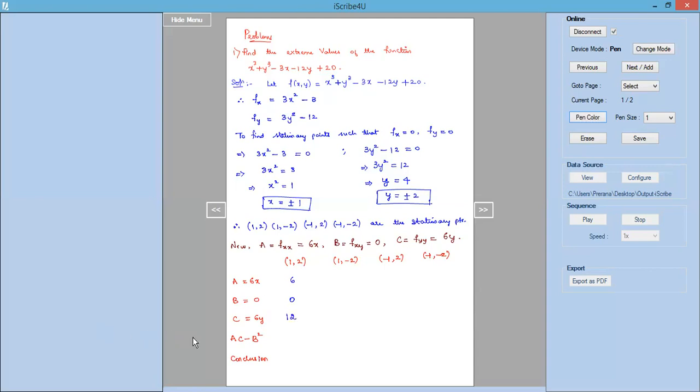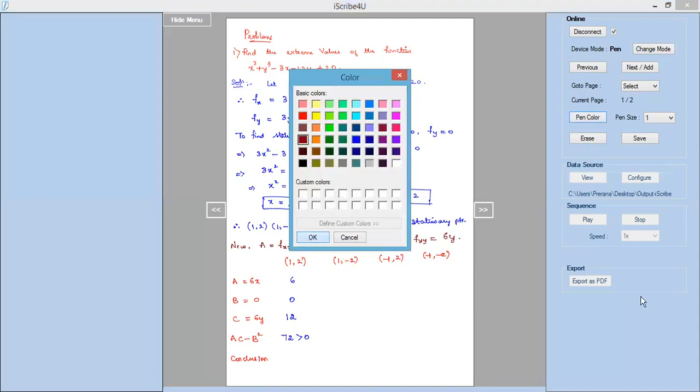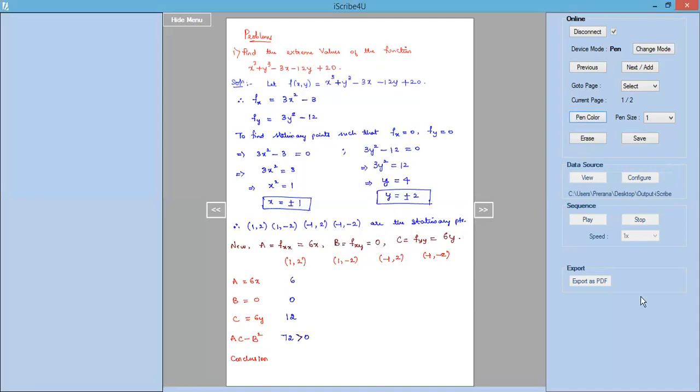Now when we perform AC minus B square, A into C minus B square, so 12 into 6 minus 0 square gives us 72. Now observe that 72 is a positive value. So AC minus B square is a positive value. And since AC minus B square is positive, we have the A value to compare as well. We observe capital A value, which is also positive. So 6 is also a positive value.